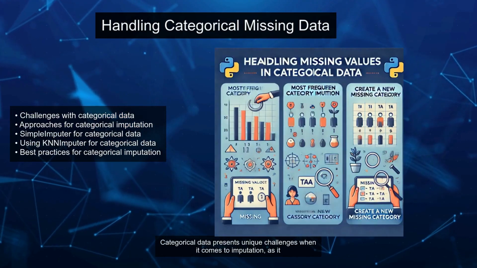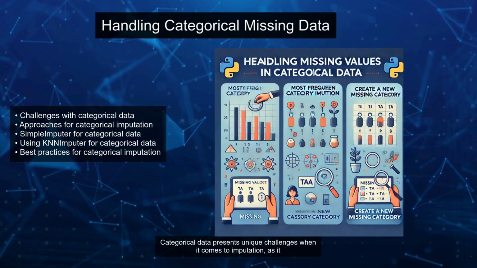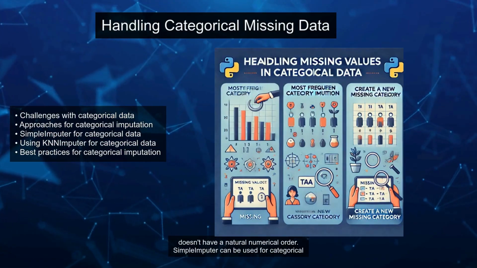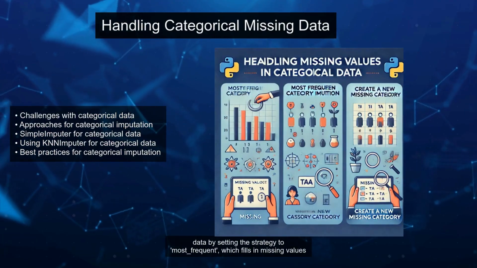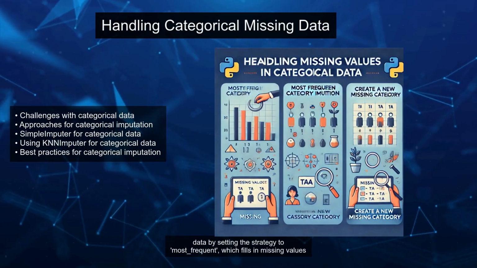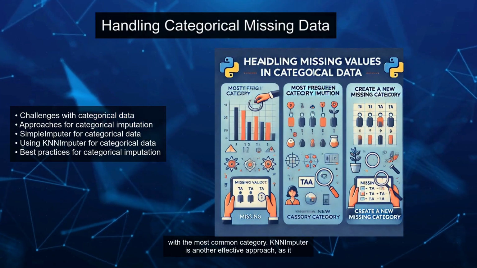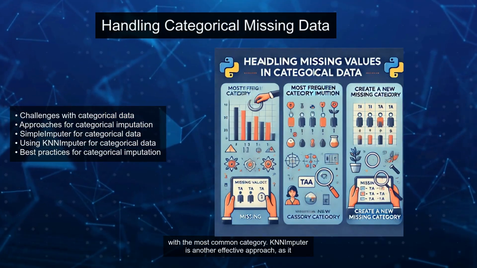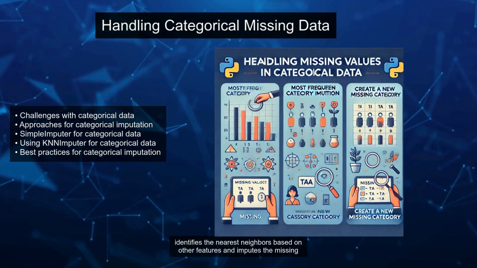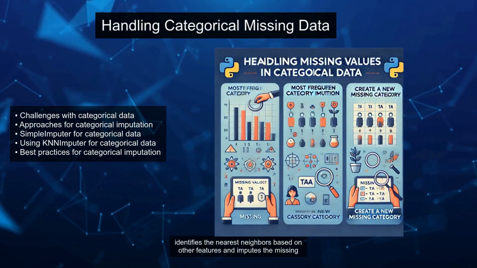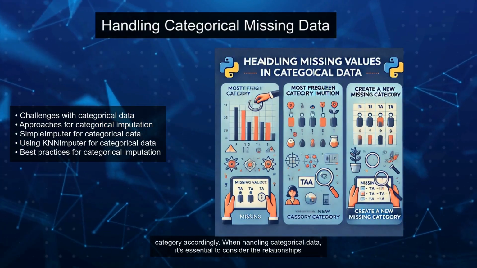Categorical data presents unique challenges when it comes to imputation, as it doesn't have a natural numerical order. SimpleImputer can be used for categorical data by setting the strategy to most_frequent, which fills in missing values with the most common category. An imputer is another effective approach, as it identifies the nearest neighbors based on other features and imputes the missing category accordingly.